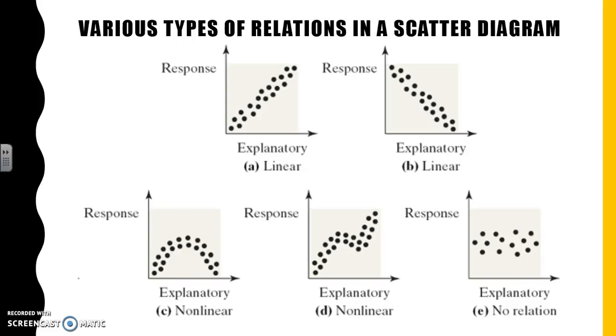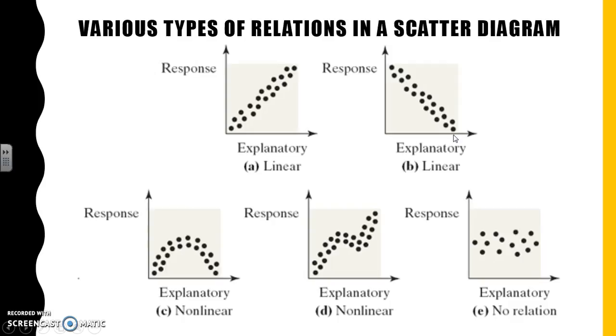Let's talk about the different relationships in a scatter diagram and then the linear correlation coefficient. So here you'll see some different pictures of some scatter plots that represent either linear relationships or nonlinear. Here we'll see two relationships: a positive linear relation and a negative linear relation.